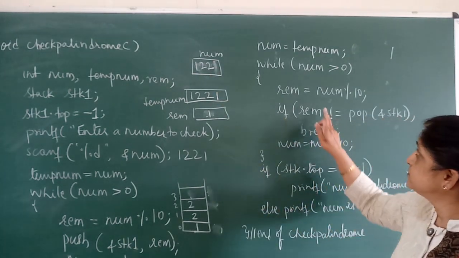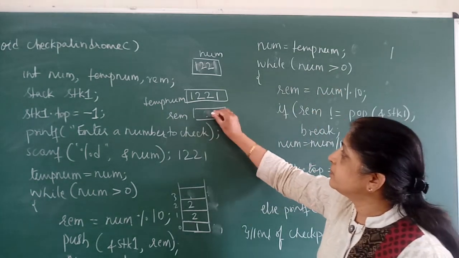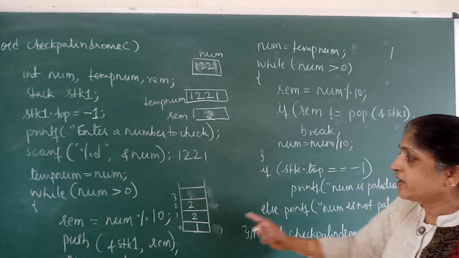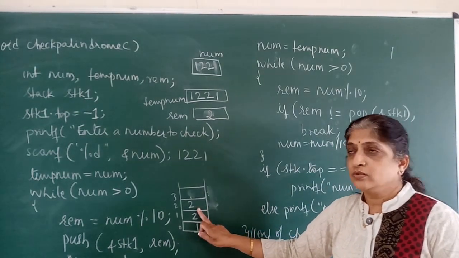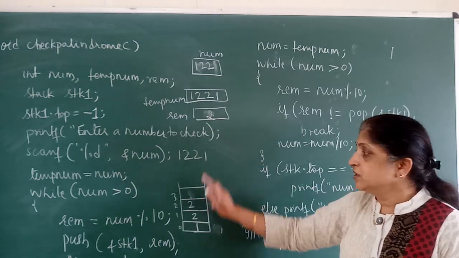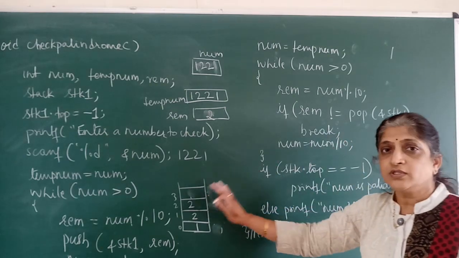Find the remainder. It's greater than 0. So find the remainder. Remainder becomes 2. If 2 is not equal to pop from stack. What do we have on stack? 2. This is of the 100th position. This is of the 10th position. So we are comparing these two. If it is not equal, break. Currently it's equal, so we do not break.